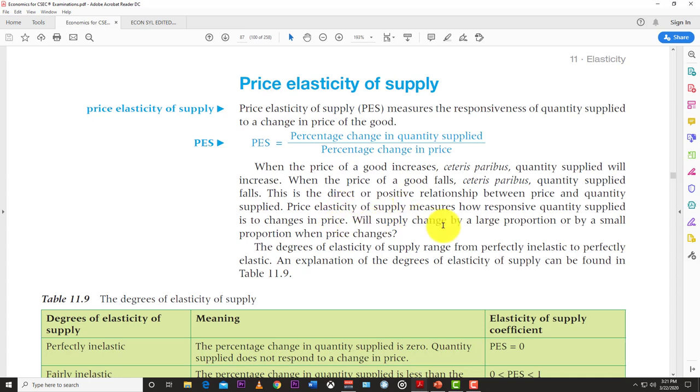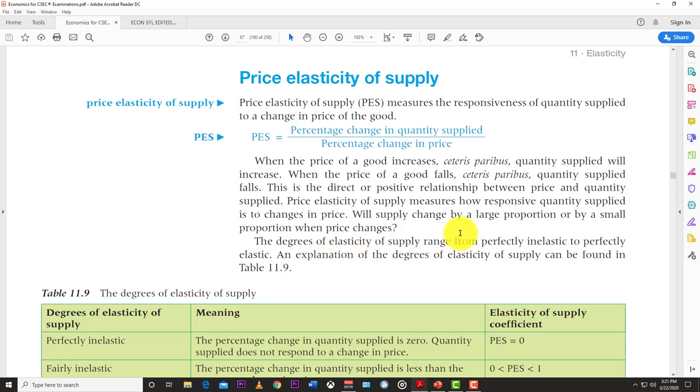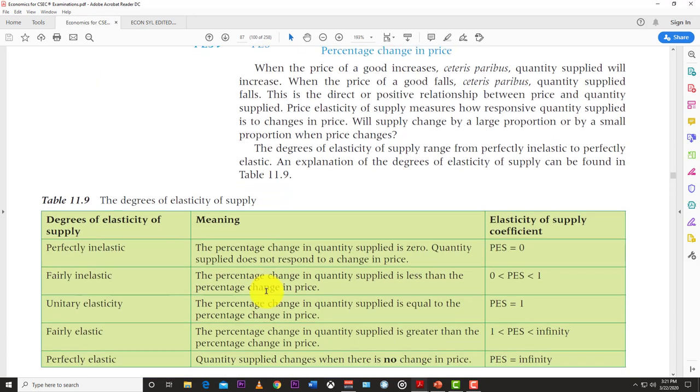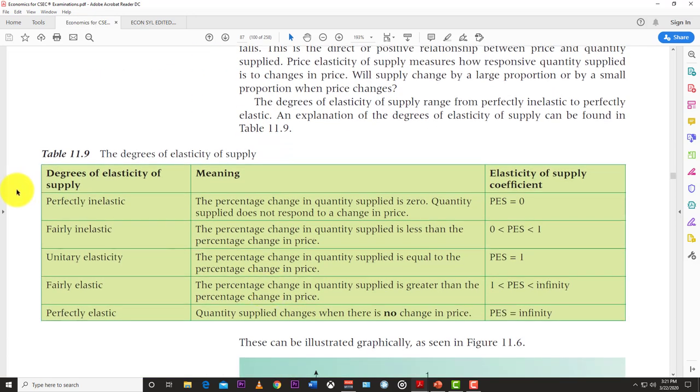Price elasticity of supply measures how responsive quantity supplied is to changes in price. Will supply change by a large proportion or a small proportion when the price changes? The degrees of elasticity of supply range from perfectly inelastic, I don't know how that looks, to perfectly elastic, and the table shows it again.